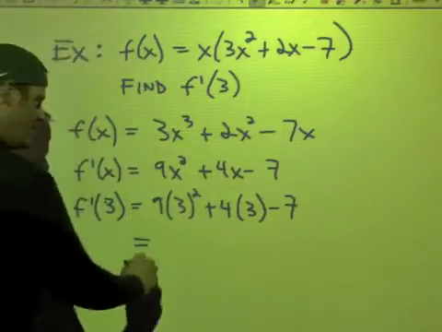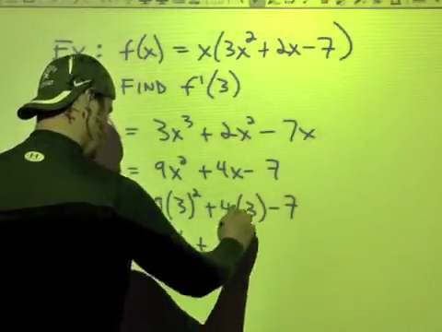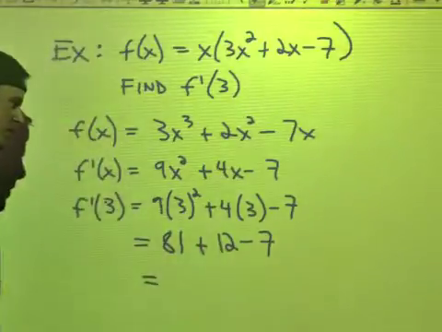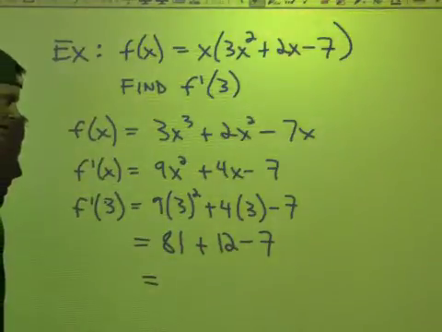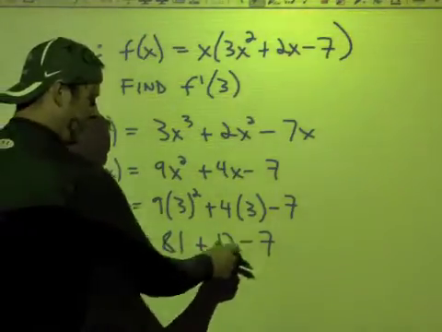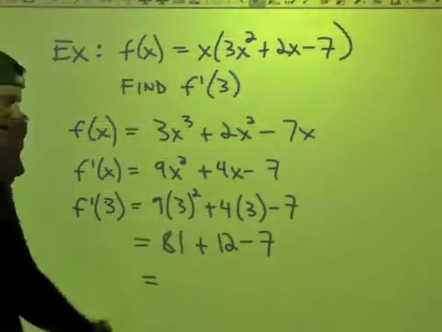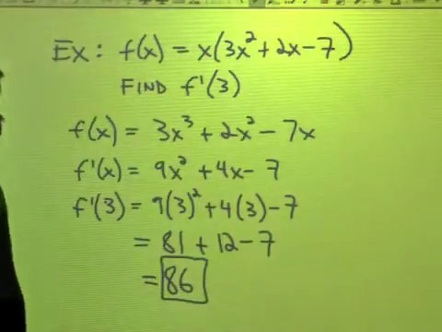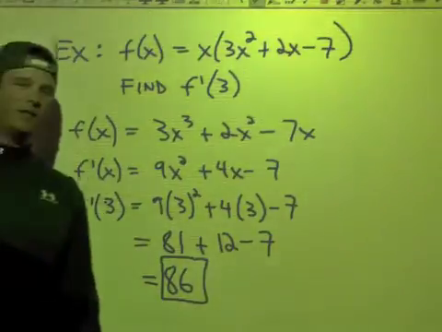3 squared is 9, times 9 is 81. Plus 12 minus 7. 81 plus 12, that's 93. Or you can do the 12 minus 7 first, which is 5. Add it to 81, 86. Okay. So there's your answer. Hopefully I did that right.